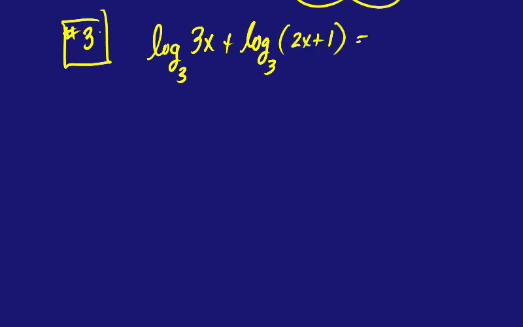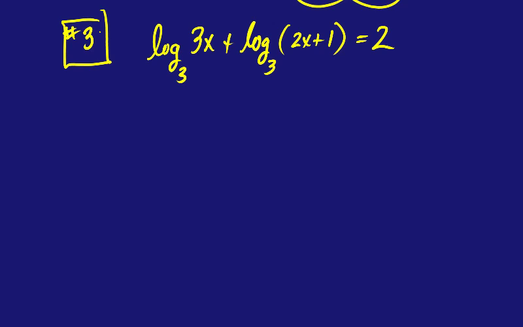We have log base 3 of 3x, and then we have plus log base 3 of 2x plus 1, and that all equals 2.